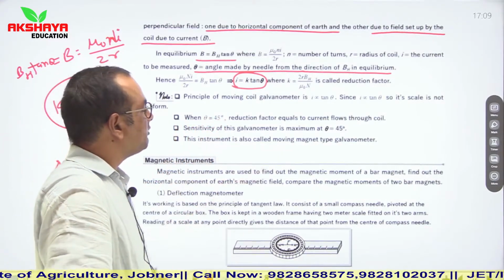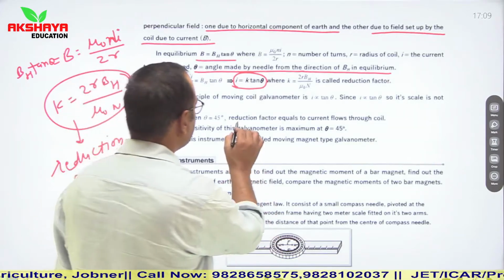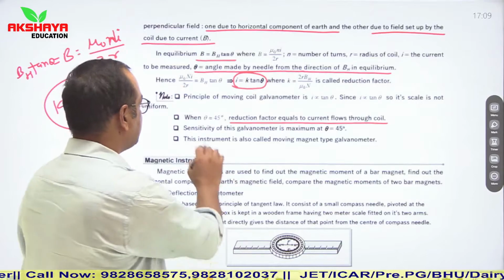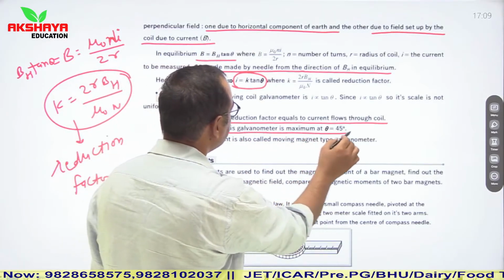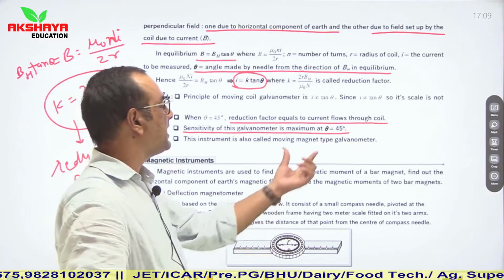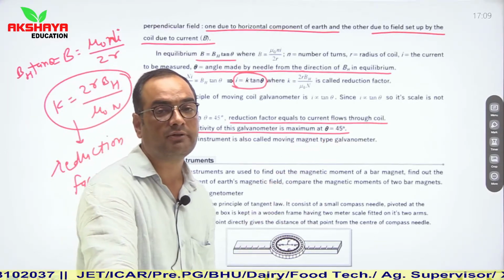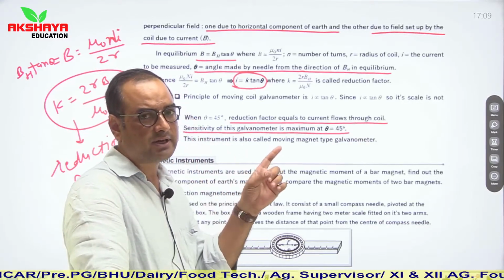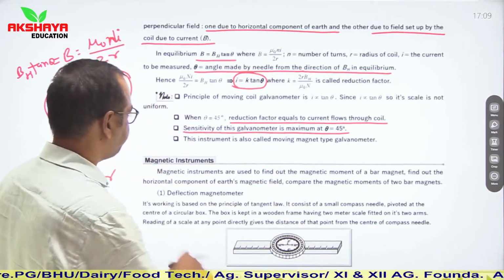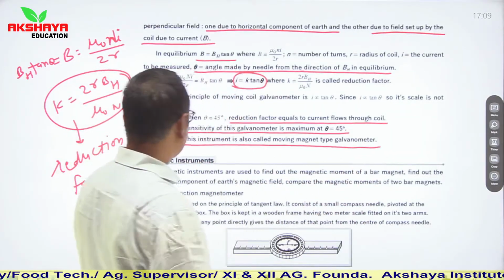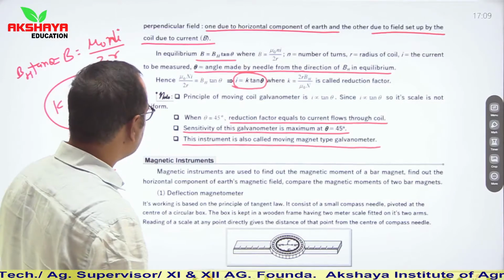When theta is equal to 45 degrees, the reduction factor equals the current flowing through this coil. The sensitivity of this galvanometer is maximum at theta equal to 45 degrees. Sensitivity is generally defined as deflection due to unit current flow. The instrument is also called a moving magnet type galvanometer.